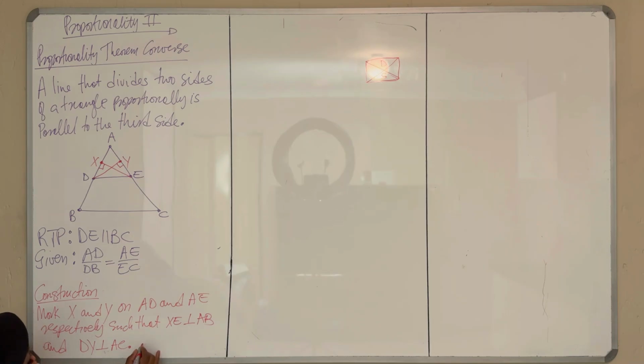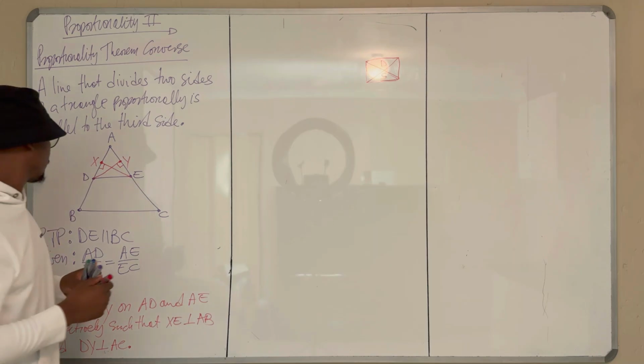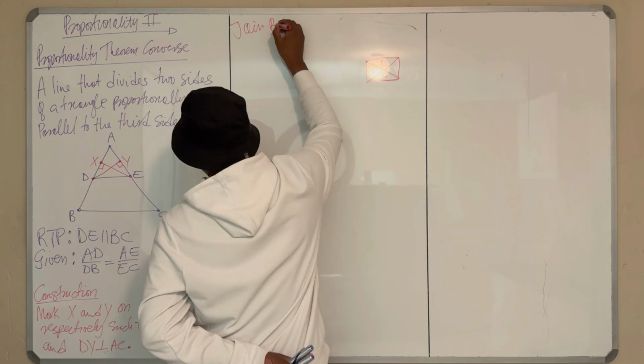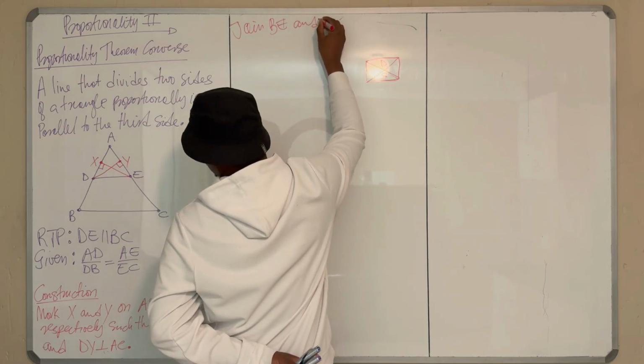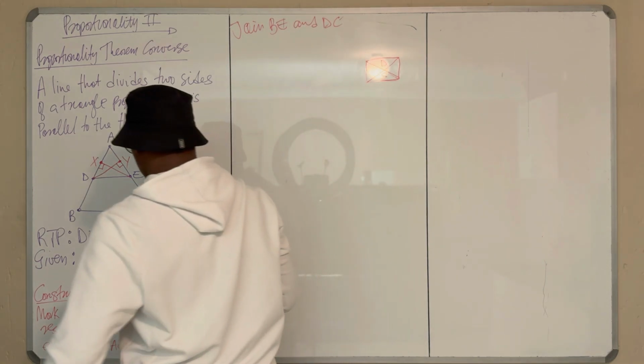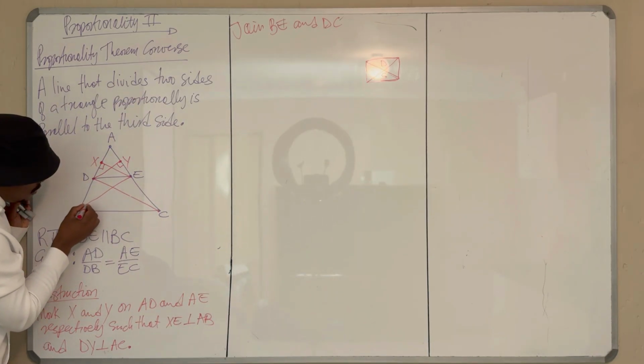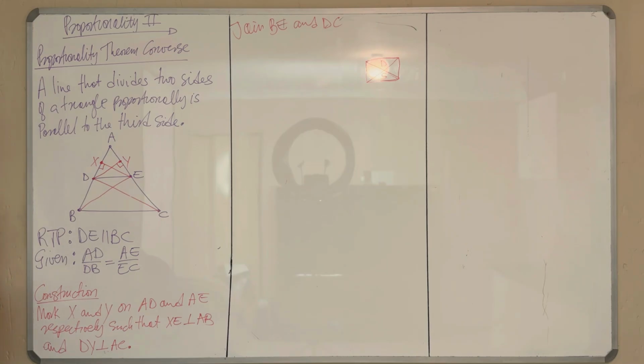Then what do we do? After that, we're just going to join this and that. So we're going to join BE and DC. We join this, and join that. Once we have done this, we're going to calculate areas. Our first area should include AD. The second one should include DB. The third one should include that.